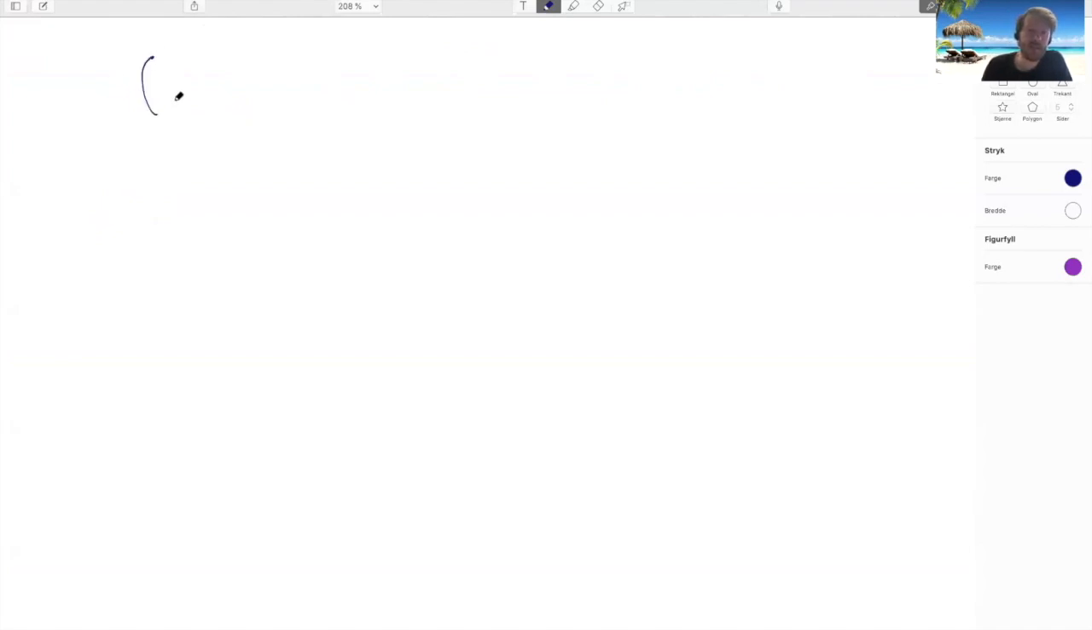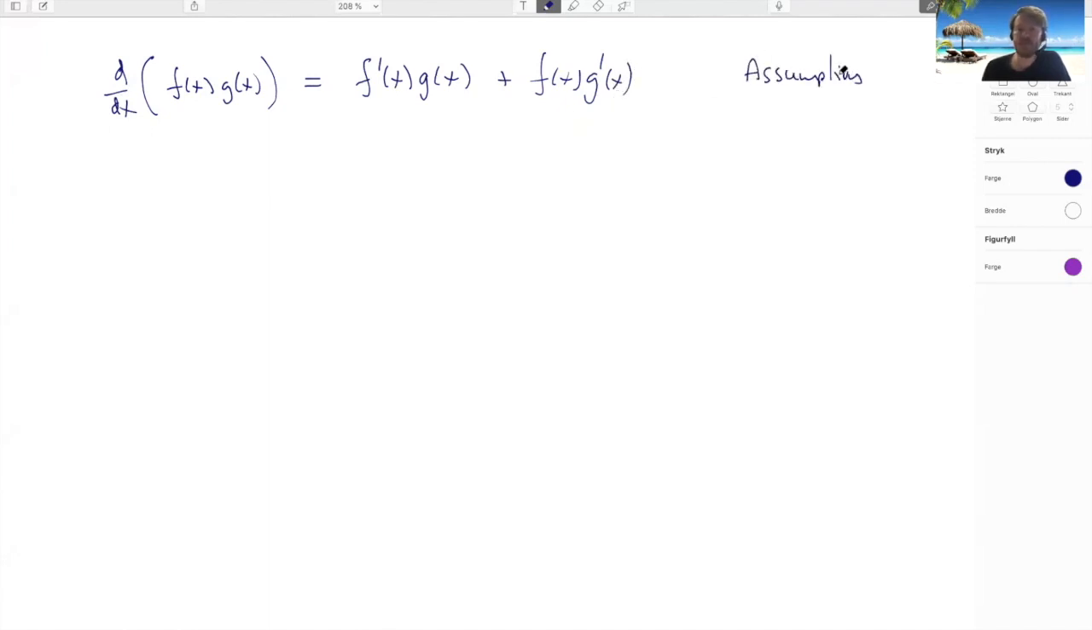Well, it says basically that if I have f of x times g of x and I take the derivative, then what I'm supposed to get is the derivative of f times g of x plus f times the derivative of g of x. What are my assumptions? Well, my assumptions, what I'm allowed to use, is that f and g both have a derivative at x, so that these two things here both exist.